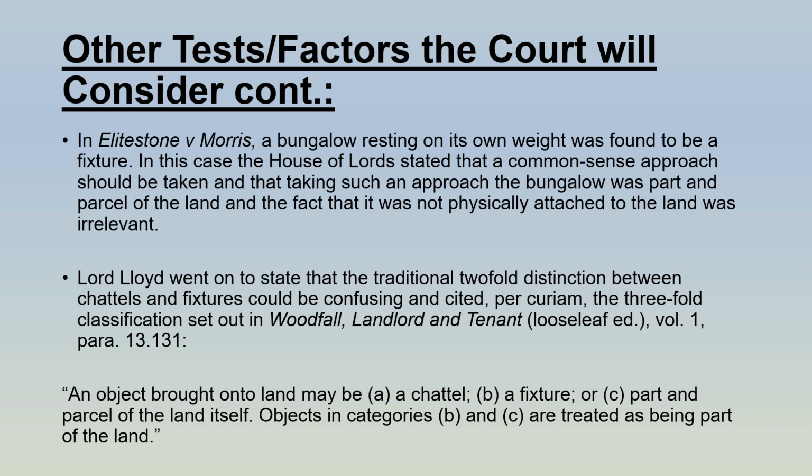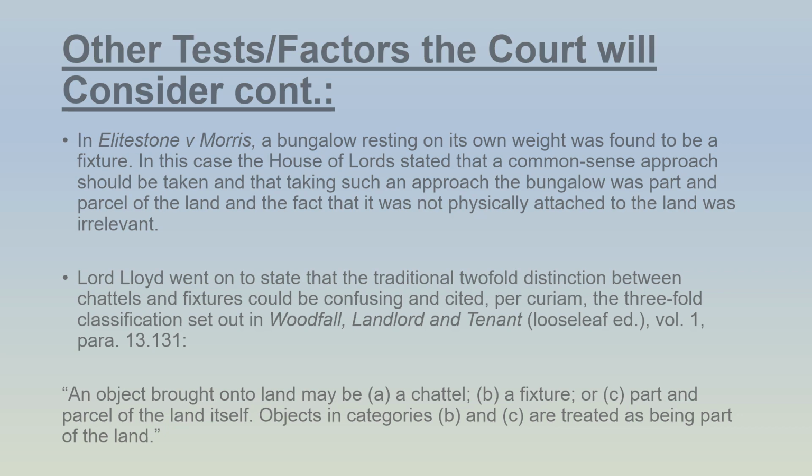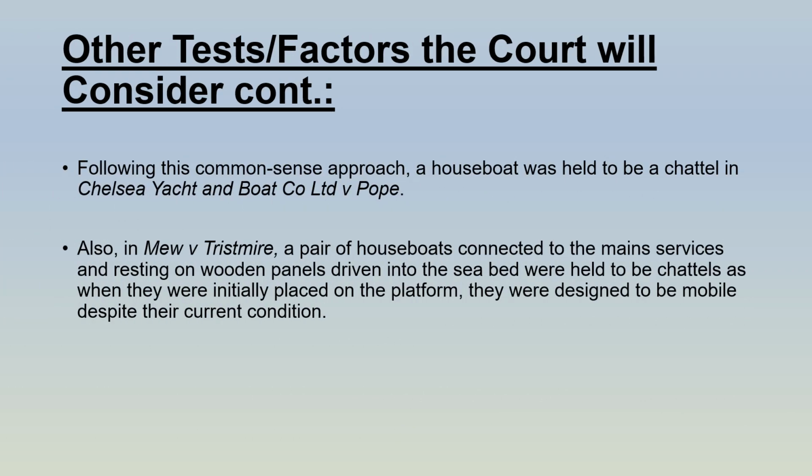An object brought onto land may be A, a chattel, B, a fixture, or C, part and parcel of the land itself. Objects in categories B and C are treated as being part of the land. Following this common-sense approach, in Chelsea Yacht and Boat Co. v Pope, a houseboat was held to be a chattel as the mooring ropes could be undone, allowing the boat to be removed without damage.